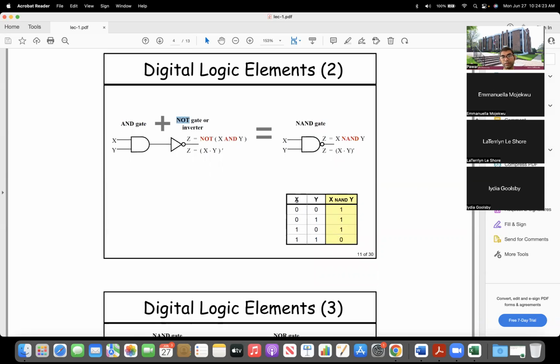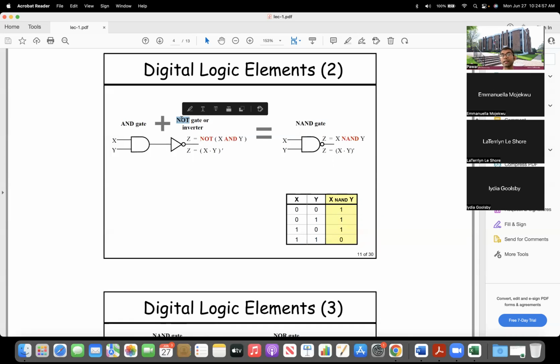Right, so now here, the NAND truth gate: there is an AND followed by a NOT. So if there is an AND, you're going to multiply. So 0 multiplied by 0 is 0. 0 multiplied by 1 is 0. 1 multiplied by 0 is 0. 1 multiplied by 1 is 1. That's your AND gate. But then you have to follow that with a NOT gate.